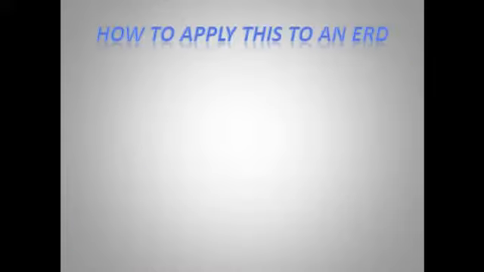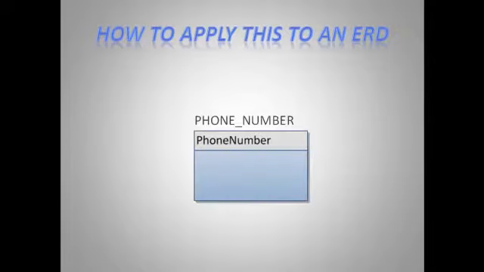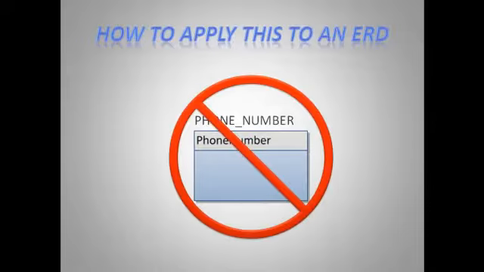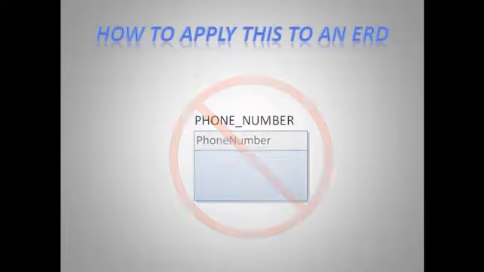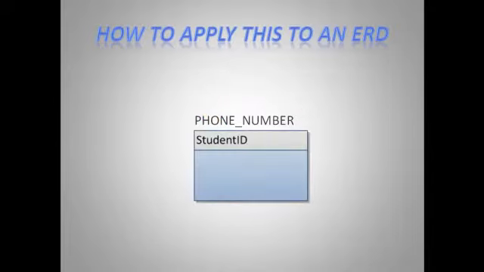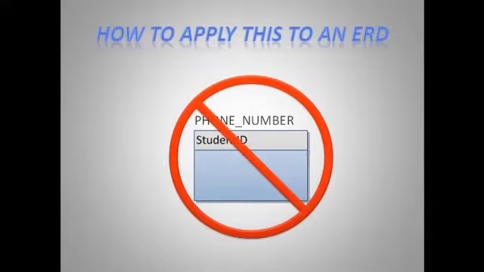How to apply this to an ERD? As a rule, the primary key must be unique and can only appear once in an entity. If the phone number alone is used as the primary key, it can only be used once, and you will get an error if you try to use it for another student. If you use the student ID alone as the primary key, you will only be able to have one phone number per student.